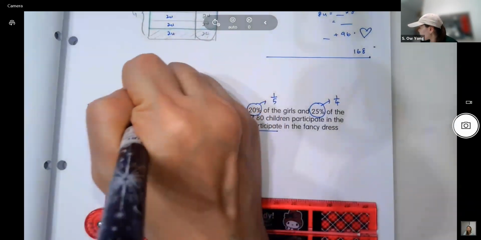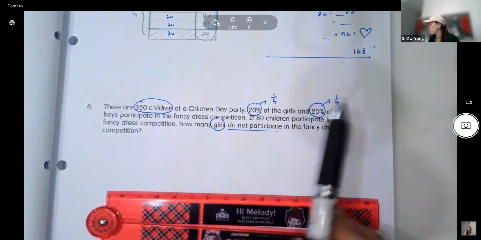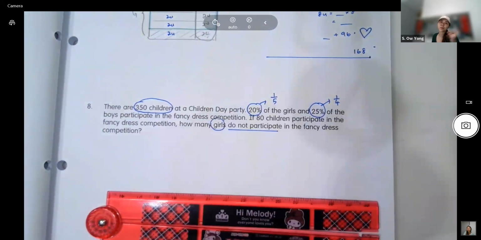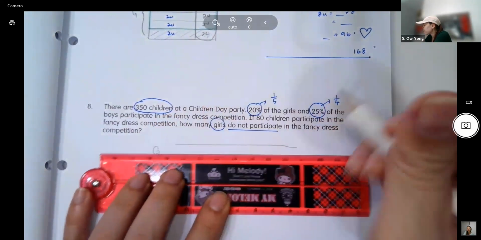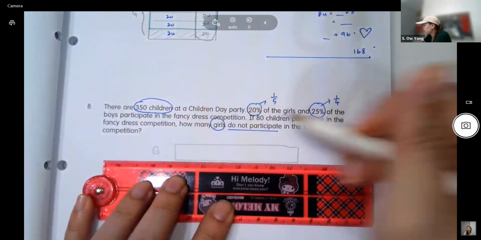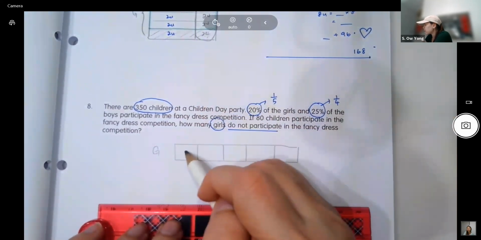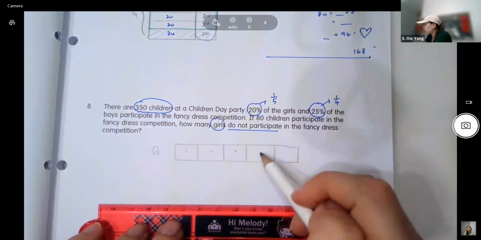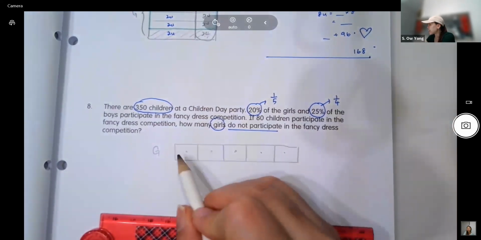So I'm going to draw, but you must take note that this 1/5 is of the girls, 1/4 is of the boys. So the base is different. I'm going to draw two models that look different now. For example, the girls, right? I will draw 5 units. Maybe I represent with a dot. These are the girls.